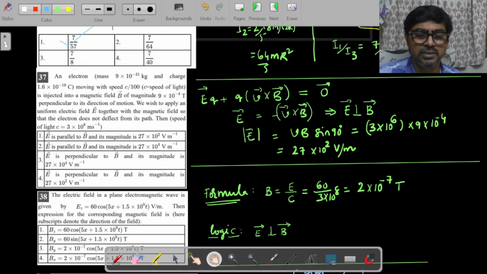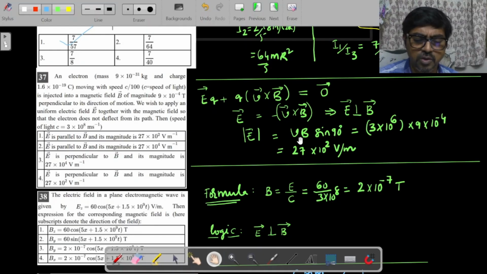So Q gets cancelled. You don't require E here. I just gave it. So from there I will see that E bar has to be minus of, when it goes to the other side of the equation, it becomes minus of V bar cross B bar. So if you simply calculate the magnitude of it, it will be VB sin 90. E has to be of magnitude VB sin 90.